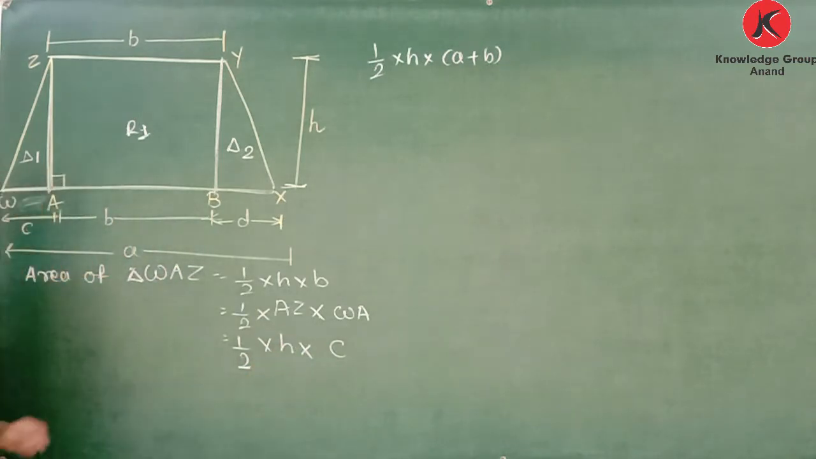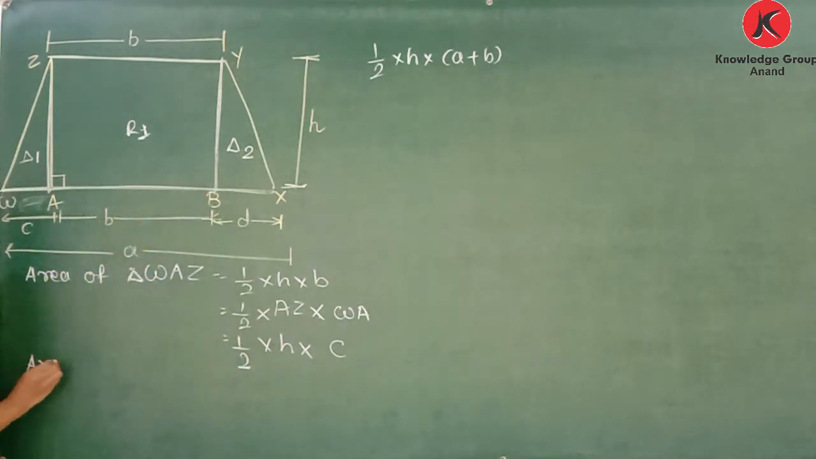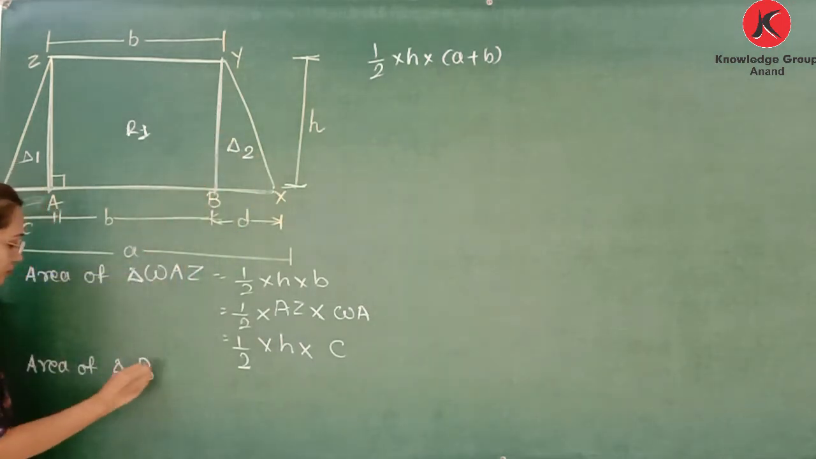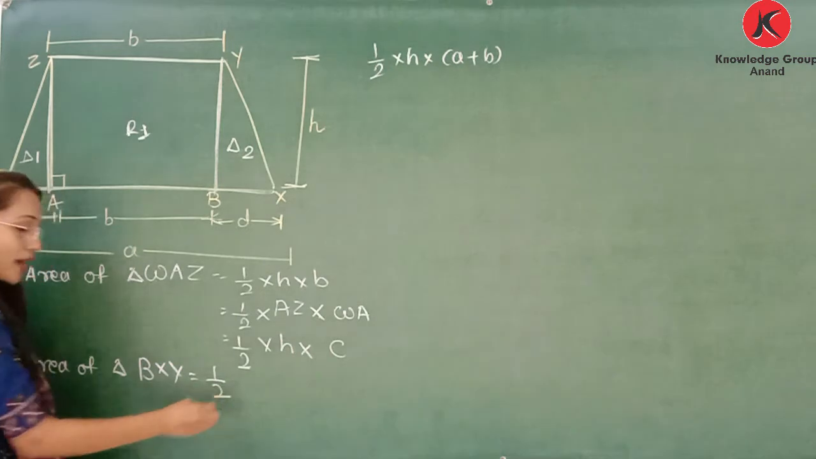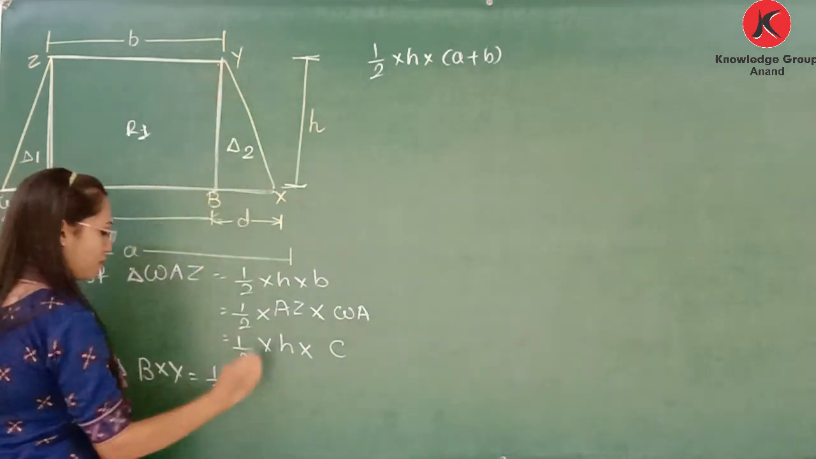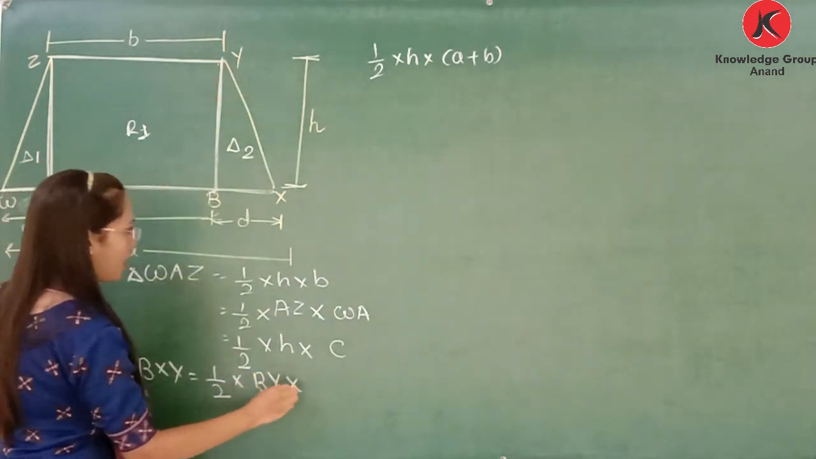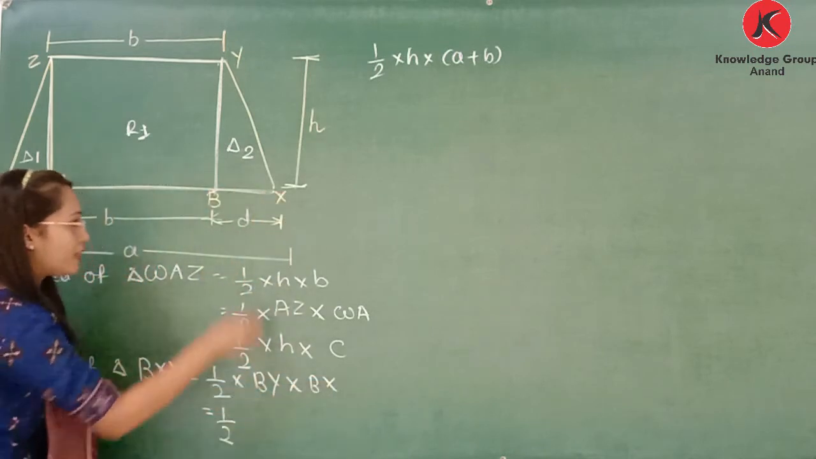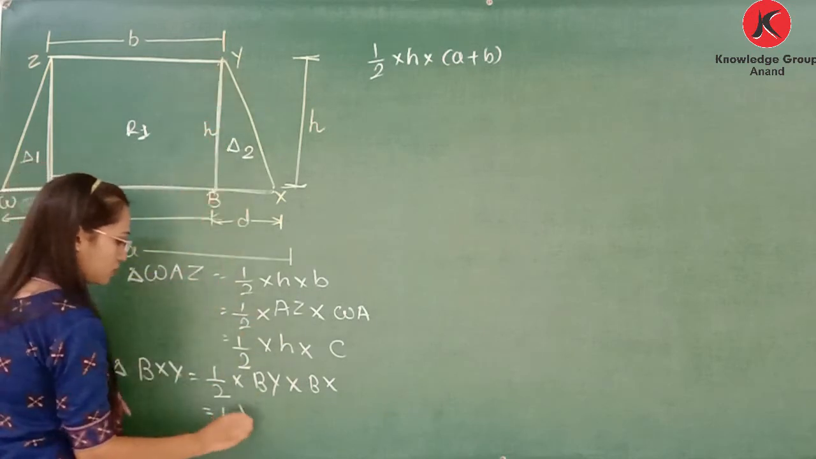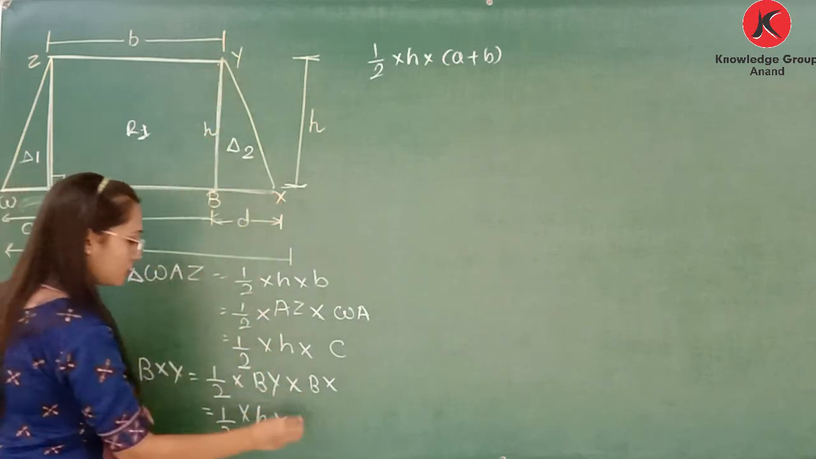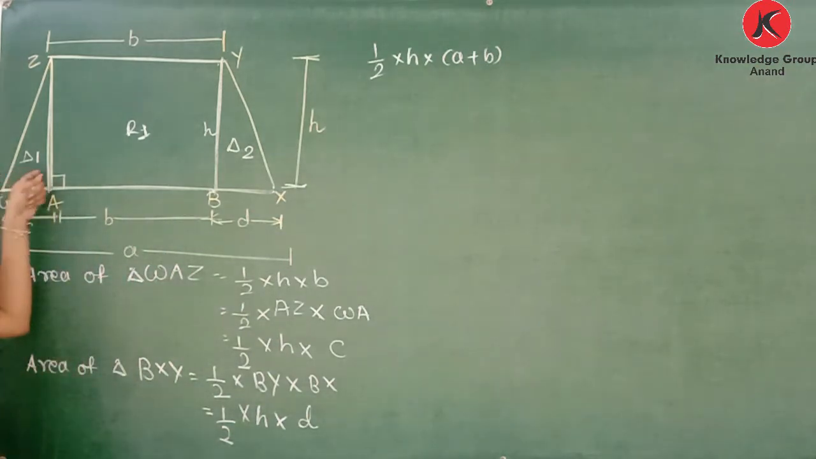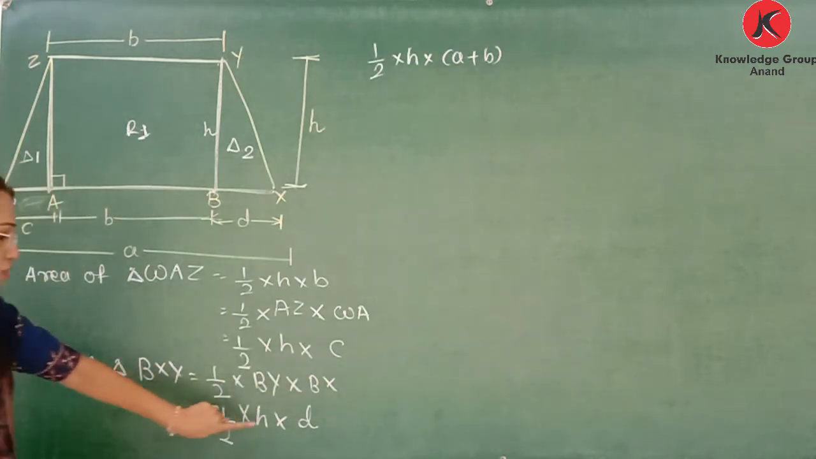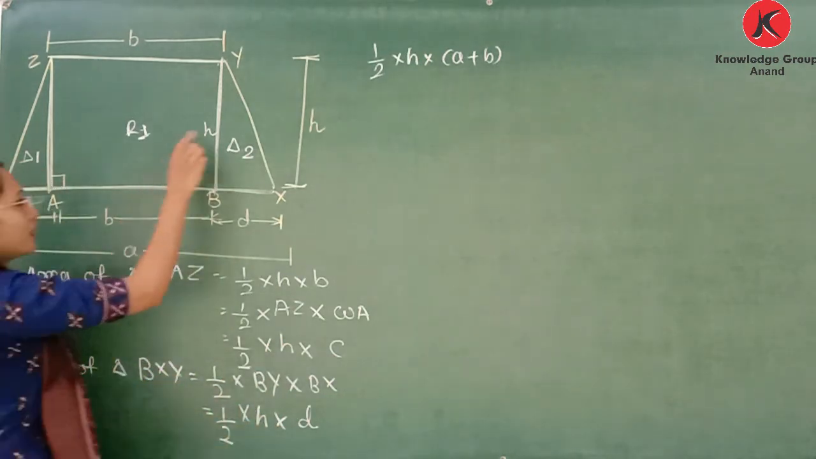Now for this triangle, the area of triangle BXY is also 1 by 2 height into base. So BY will be the height and BX will be the base. BY is H and BX is D. So we find the areas of the two triangles: 1 by 2 H multiply C, and 1 by 2 H multiply D.